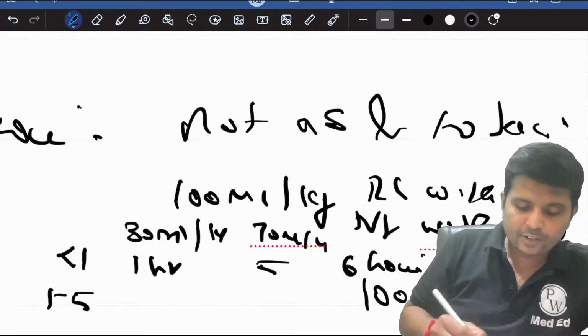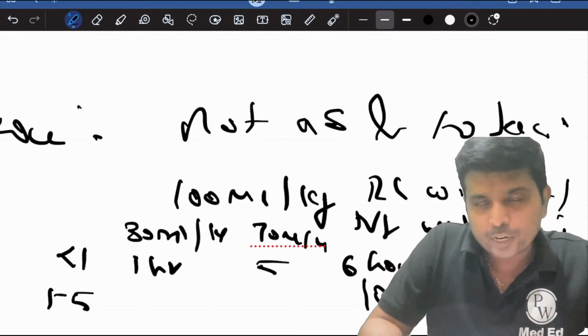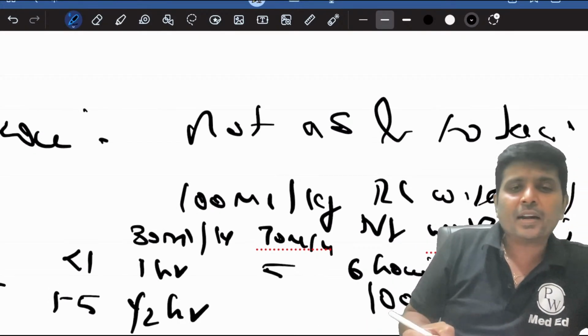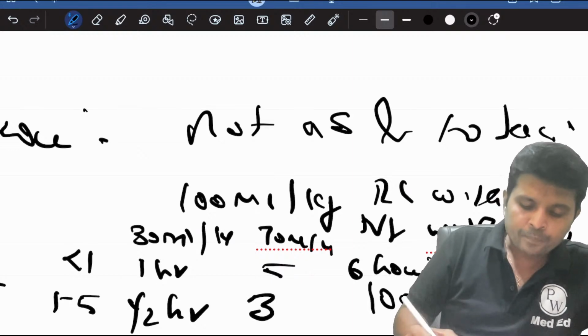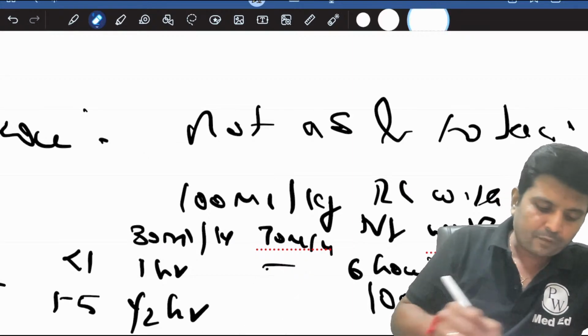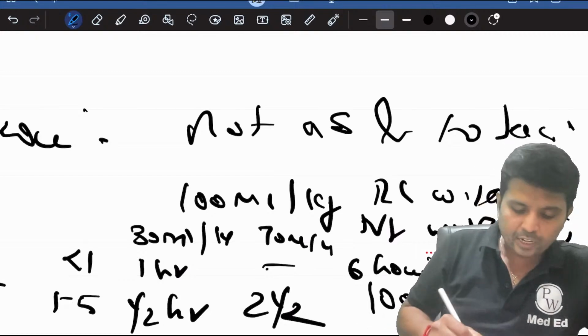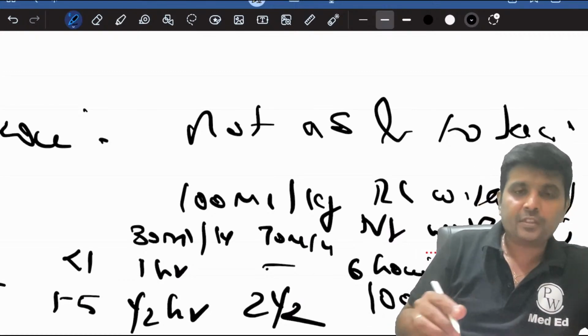Whereas 1 to 5 years means you can do a rapid correction. So 30 ml per kg over half an hour and 70 ml per kg over 2.5 hours. So 3 hours. You can do fast correction within 3 hours.